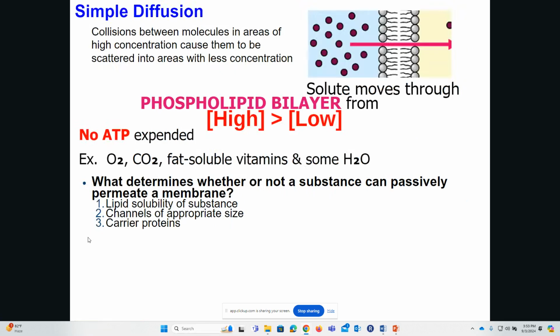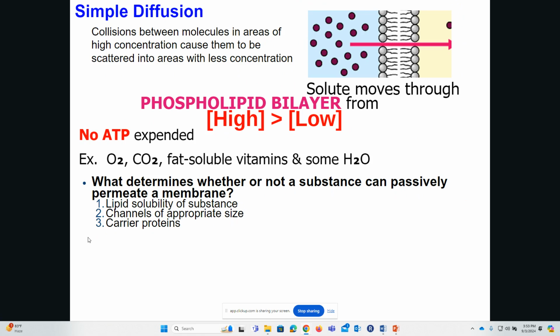So let's look again at simple diffusion, but in more detail. With simple diffusion, the collision between molecules in the high concentration area causes them to be scattered into areas with less concentration. If this movement pushes molecules from a high concentration area across a membrane where there's low concentration, that's considered passive transport. So when a solute moves through the phospholipid bilayer from high to low concentration with no ATP expended, and it didn't need a channel, carrier, or any other type of integral protein, then that's simple diffusion.